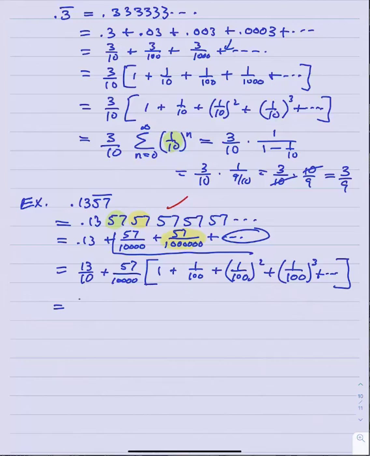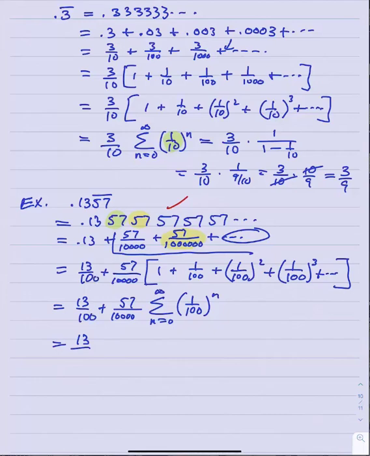So this gives me what? 13 hundredths plus 57 over 10,000 times the infinite series, n equals 0 to infinity, of 1 over 100 to the n.